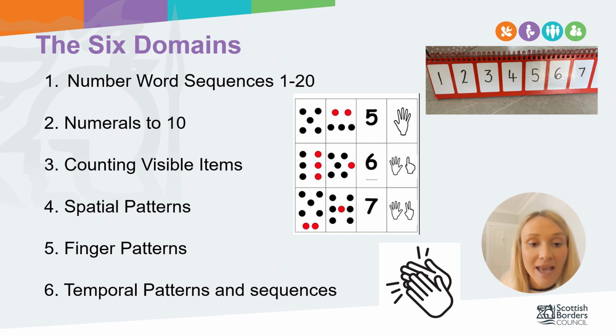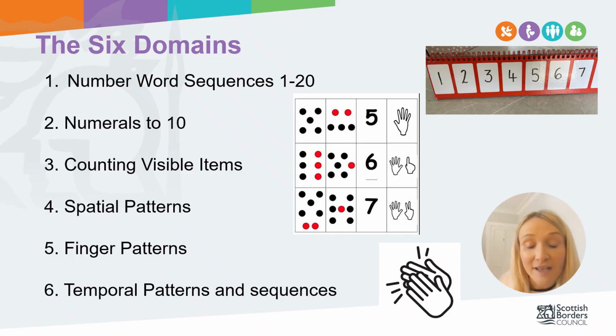Domain 3 is counting visible items. This is where our double-sided counters really come into their own, and we're going to start to use these to build learners' ability to count groups of objects. Domain 4 is spatial patterns. This is us looking at different types of dot patterns, from domino patterns to random array patterns to pairs patterns, and really thinking about those subitizing skills that we discussed in our introduction session.